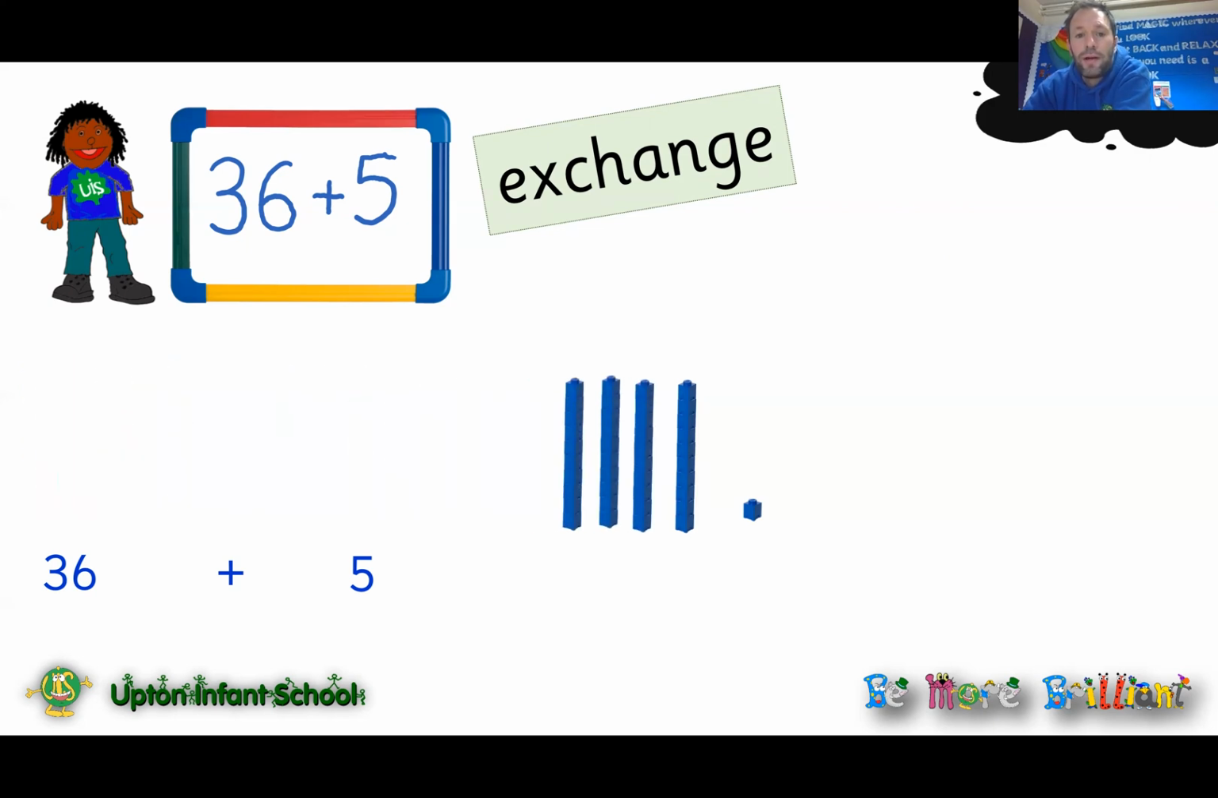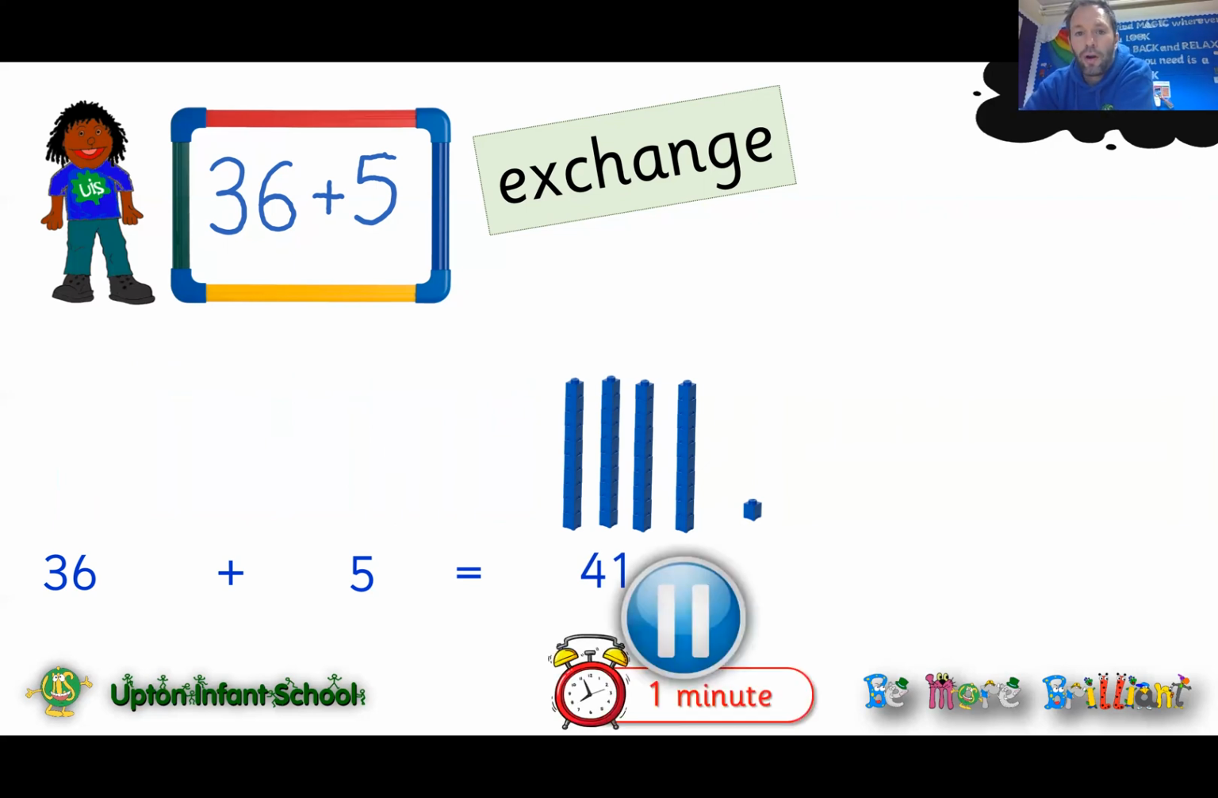There we go. So all together, looking at that, we've got 4 tens and a 1, which is 41. Now, what we're going to do is have a go at doing this on our column method. And this is going to be a little bit trickier. So if you want to have a go on your own before we do it together, that's fine, but I'm going to go through it as well.